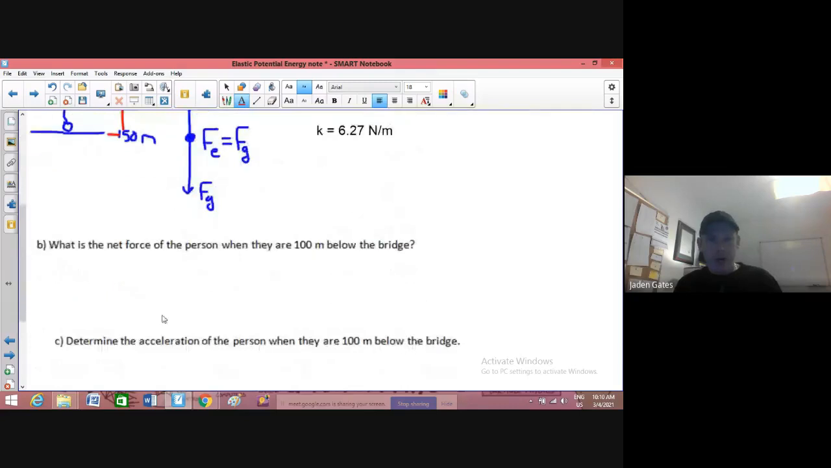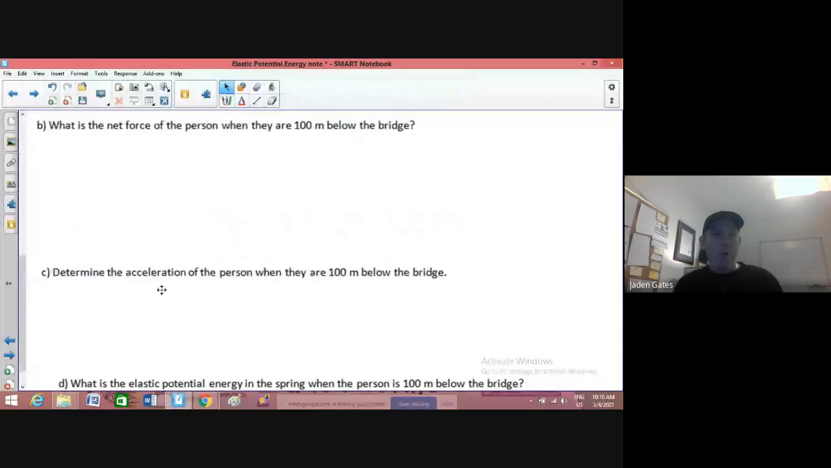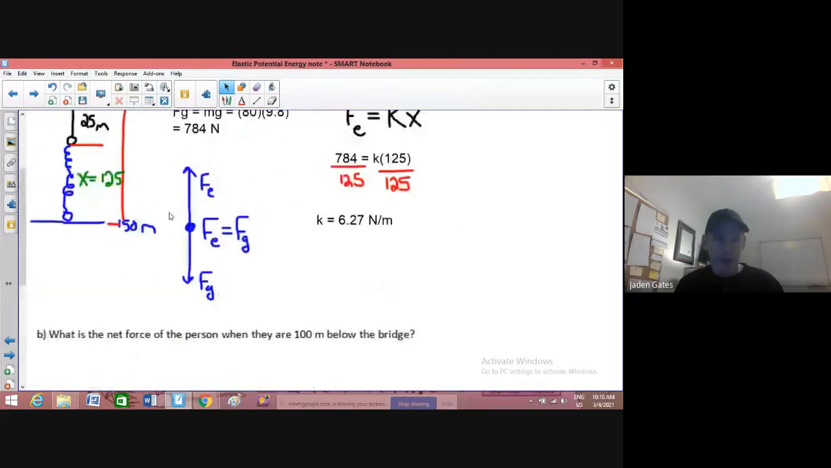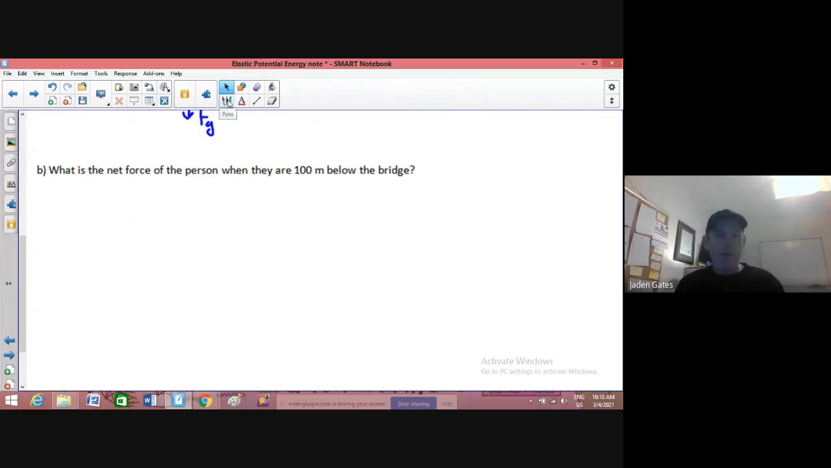All right, different situation now. So now we're looking at what is the net force on the person when they are 100 meters below the bridge. So we're up in here now, a little bit of a different situation. And so again, I'm going to draw a free body diagram here. We want to know the net force. And again, when this person is hanging on the bungee cord, they still have that force of gravity acting on them, right? That's not changing. And that, I believe, again, is 784 newtons.